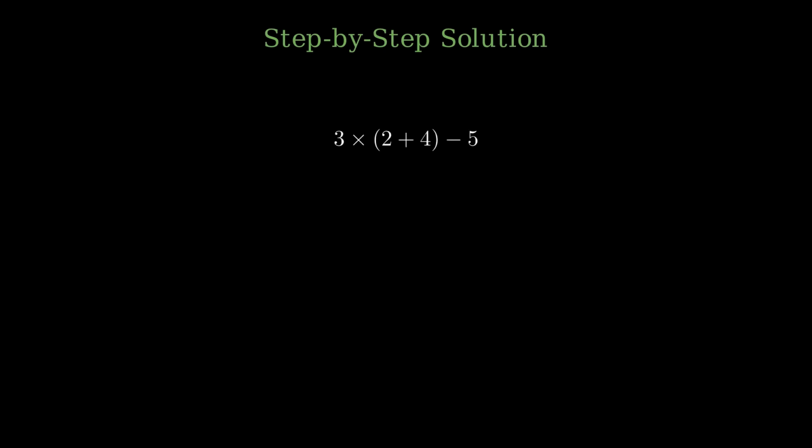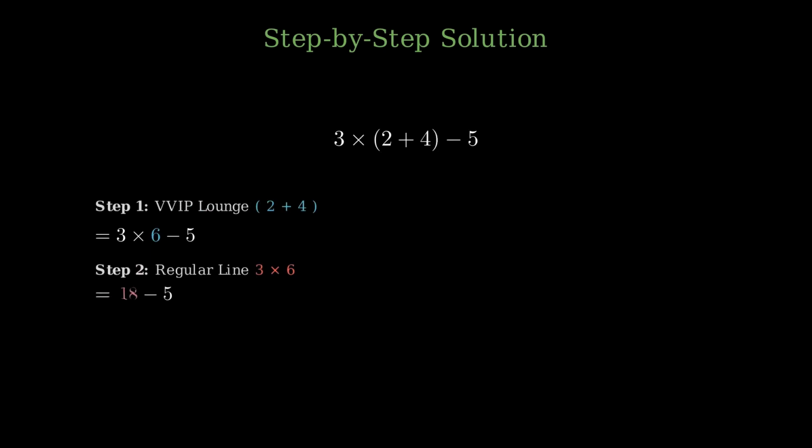Let's solve it together. Step 1, we have grouping symbols. The VIP lounge guests inside the parentheses go first, so 2 plus 4 gives 6. Step 2, we multiply 3 by 6 to get 18. Finally, step 3, we subtract 5 from 18. Our final answer is 13. Great job!